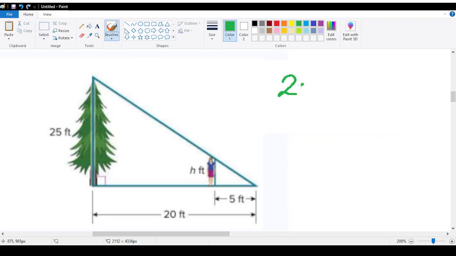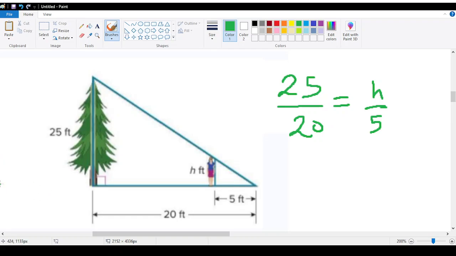So you say 20 over what? 25 over 20. Okay, then what? H over 5. Okay, this had been written in your book. Because the girl's height is not given, we put H, and the length is 5, so we put 5 under the H.